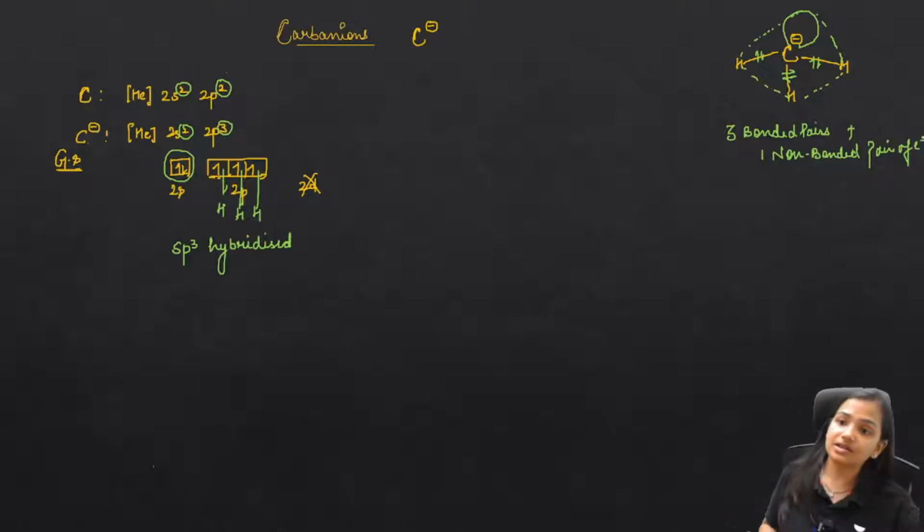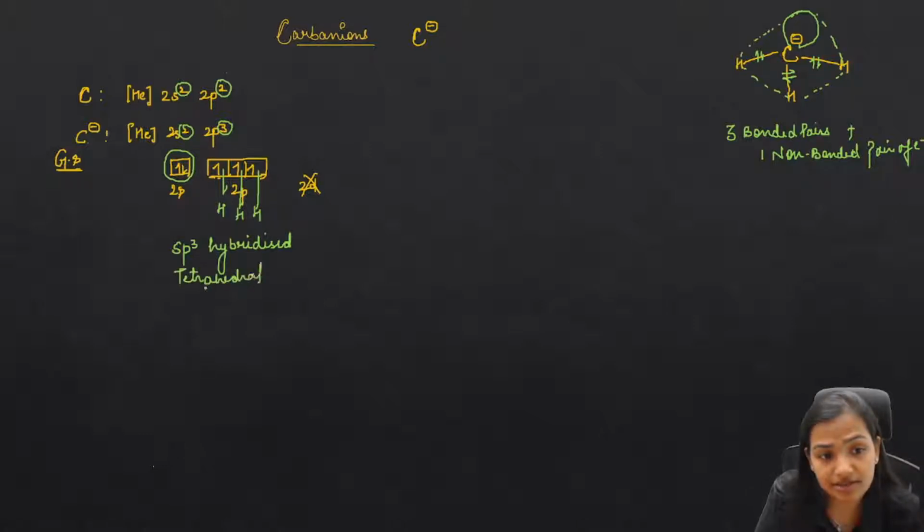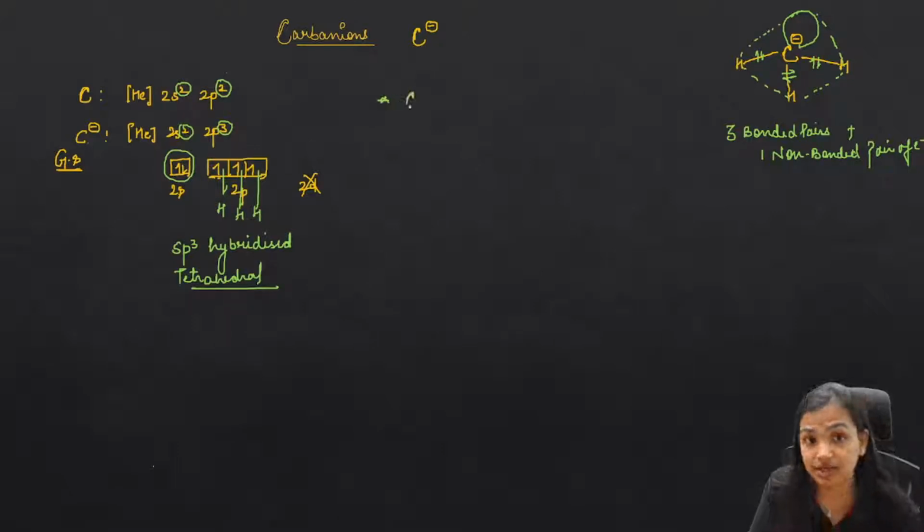Okay, so this is the structure of a carbanion. Here we can say that this is sp3 hybridized and has tetrahedral geometry. If you want to jot down all the points related to the carbanion, it has a total of 8 electrons. This is an 8 electron species.